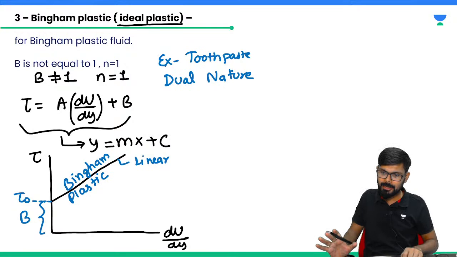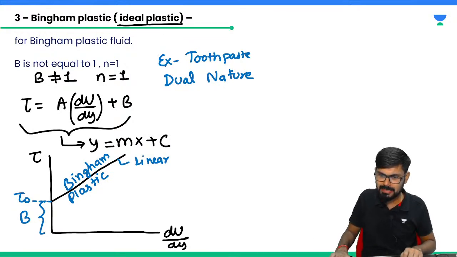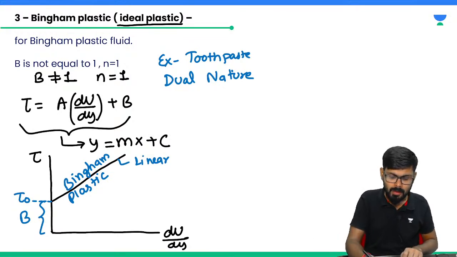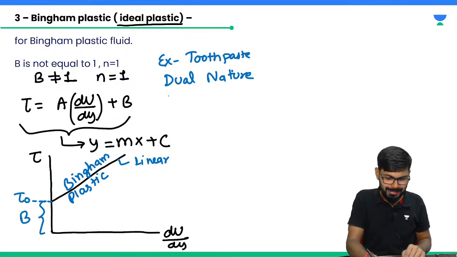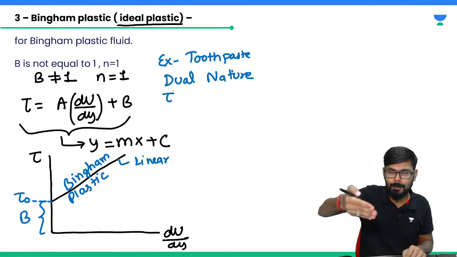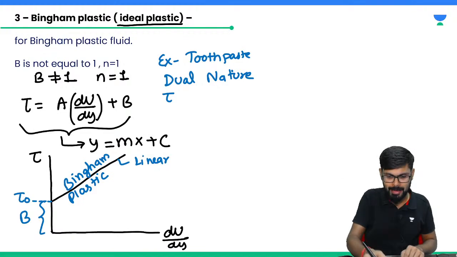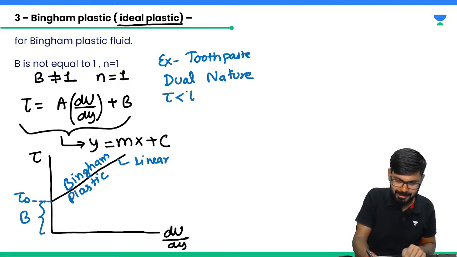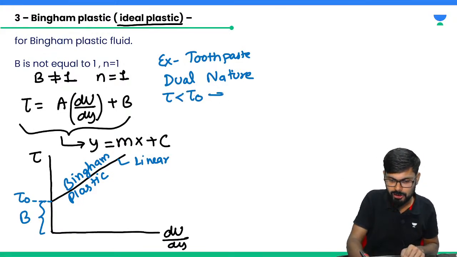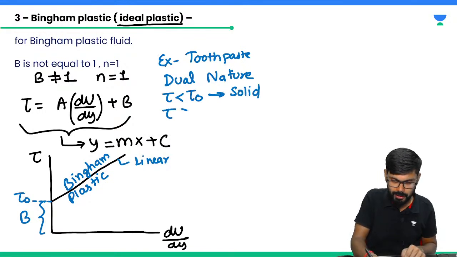What do you mean by dual nature here? Please listen. Whatever shear stress tau you are applying, if that value is less than tau naught, then it will behave like a solid. And if the tau value is greater than tau naught, then it will behave like a fluid.